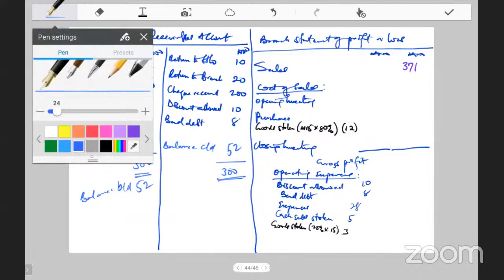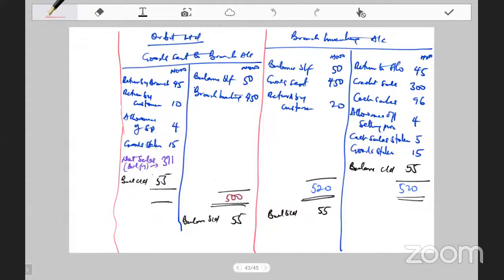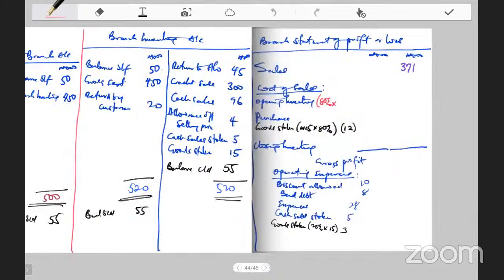Let's now go to our cost of sales. We have been told that this must be at cost. So our cost is going to be 80% times what is the value of our opening inventory? Our opening inventory is 50. So what is 80% of 50?